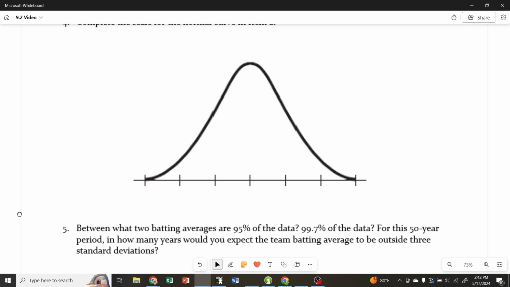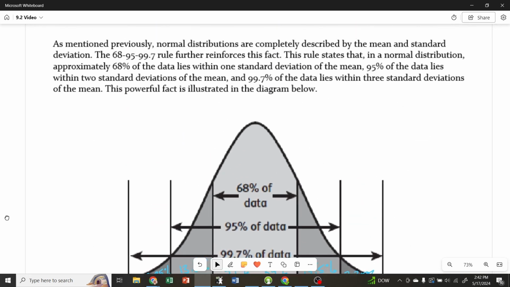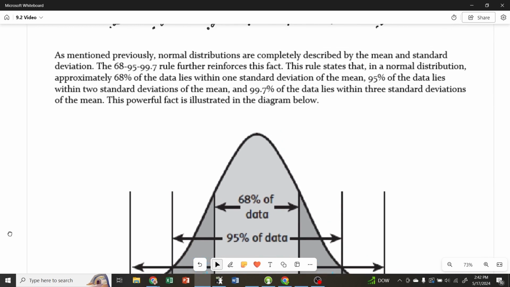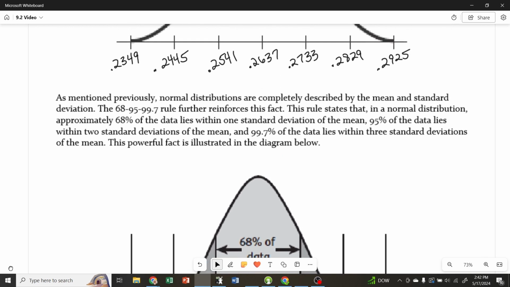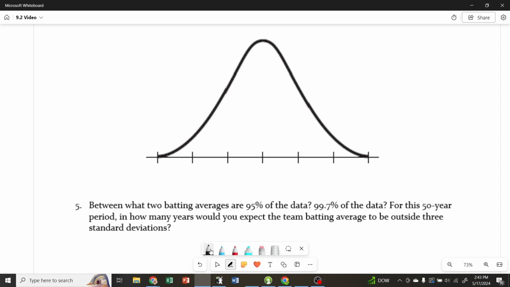And between what two batting averages are 95% of the data? In that case, we come back up here and collect that and say between 0.2445, right? So basically we're just taking this scale that we already put here. So let's go ahead and label this curve, which is identical to the one we did prior. Okay, we jumped the gun a little bit.